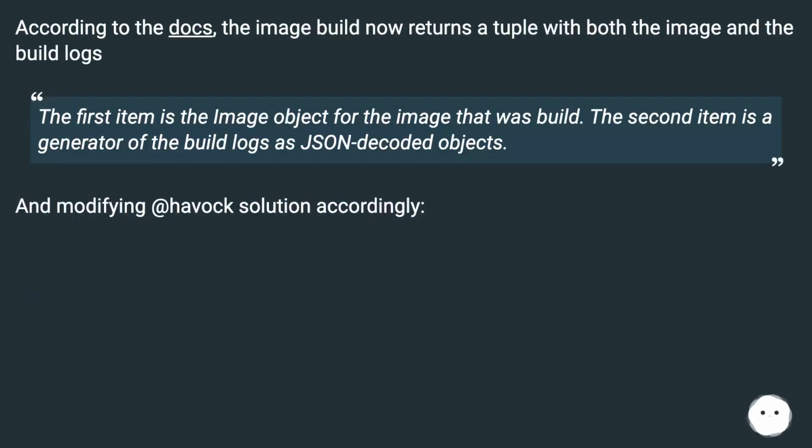According to the docs, the image build now returns a tuple with both the image and the build logs. The first item is the image object for the image that was built. The second item is a generator of the build logs as JSON decoded objects. And modifying the Havoc solution accordingly.